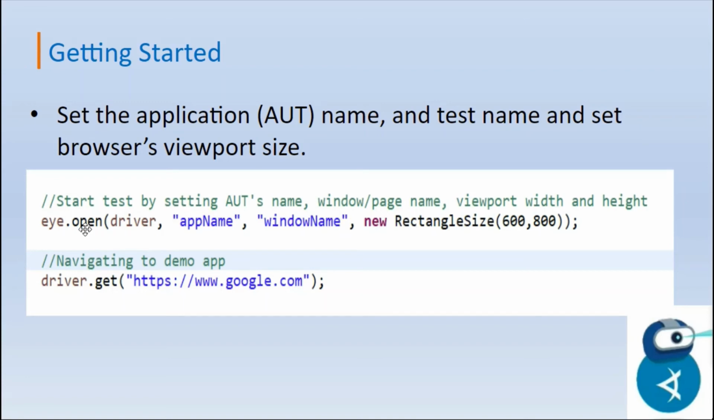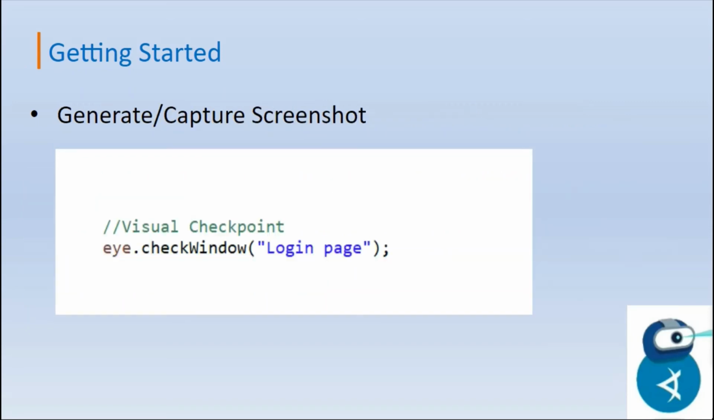Once this open method is called, Applitools will start observing closely the test script. Then after that, you simply navigate to the application under test, whatever application you are working on. Then you have the eyes.checkWindow method. This is the visual checkpoint. At this point, it is going to capture a screenshot. And obviously, login page is just a tag, so you can skip this as well. It's not mandatory that you have to provide it here.